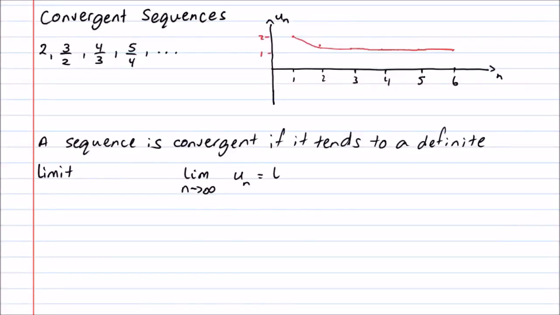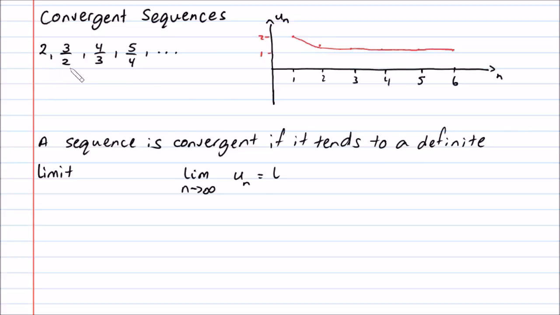In this lesson, we will be looking at convergent sequences. What's a convergent sequence? A sequence is convergent if it tends to a definite limit. And here we have it written mathematically. Our limit as n tends to infinity of un is equal to L, where L is simply some number. Let's look at our example here.